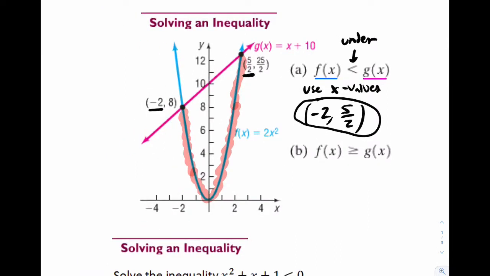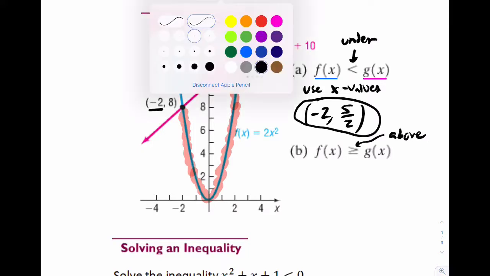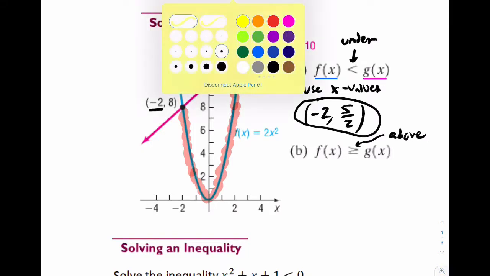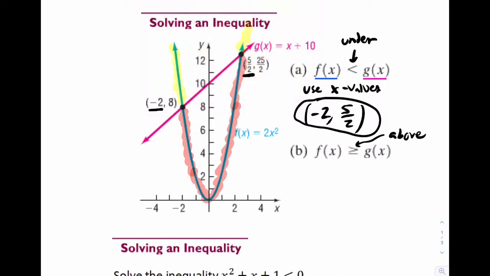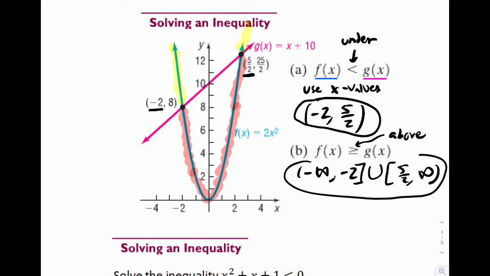Okay, next one. So if less than meant under, this must mean over. Where's f of x over? Or you can think of it as above, maybe. That might be a better word for us. Where is it above the pink line? And I'll highlight that in yellow maybe. That's all over here. So that's going to be negative infinity to negative 2, inclusive since it's equal to, union with 5 over 2 to infinity. So that's just the interval around it. So notice how when it was under, we wanted this part. When it was over or above, we wanted the outside part.